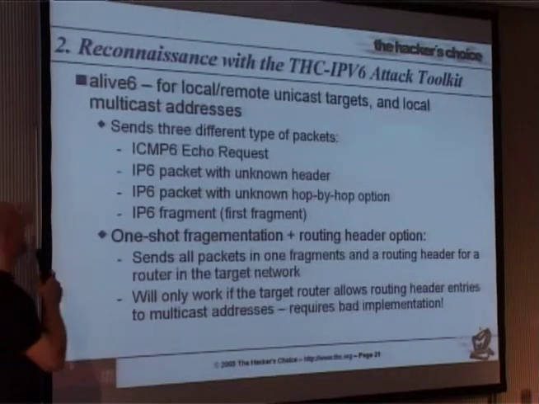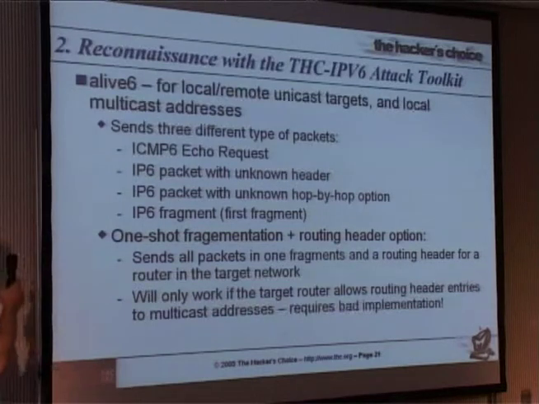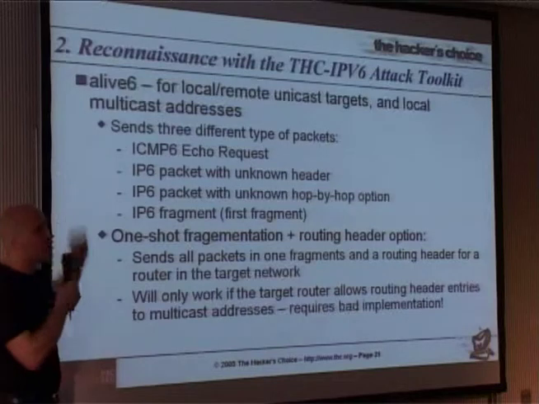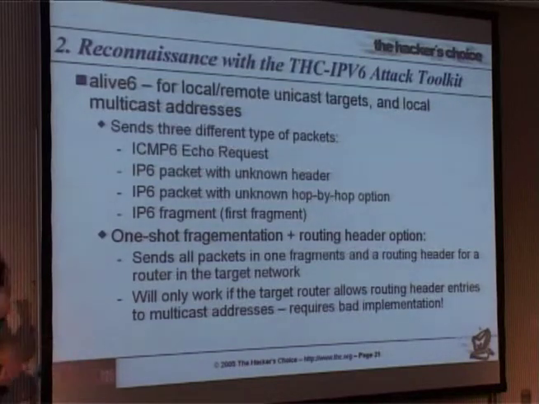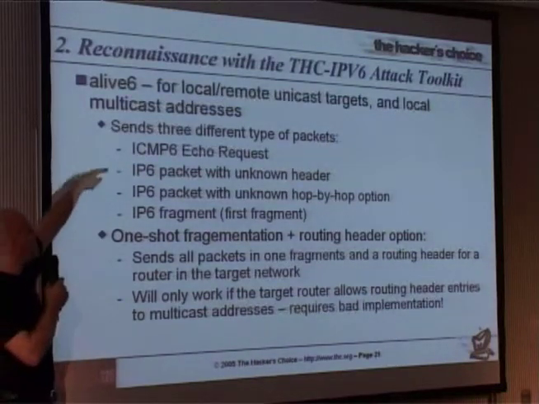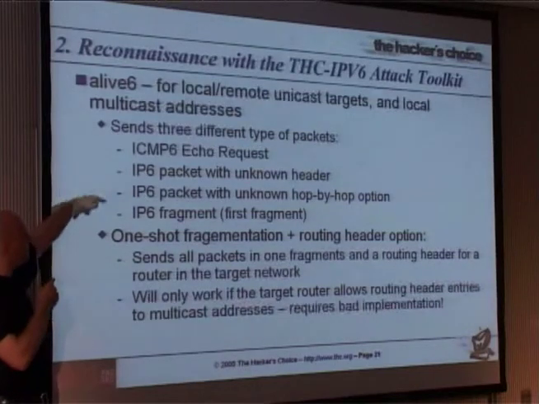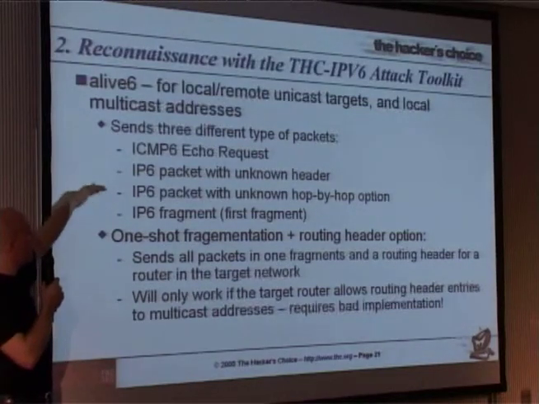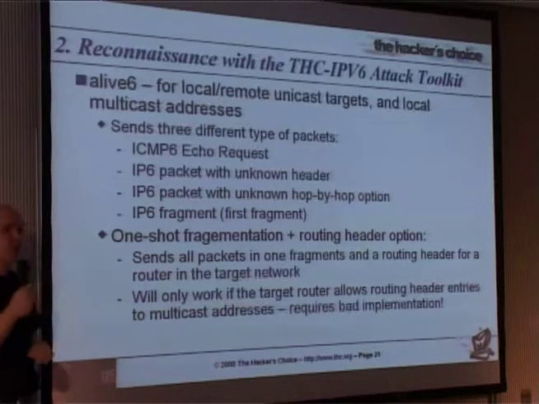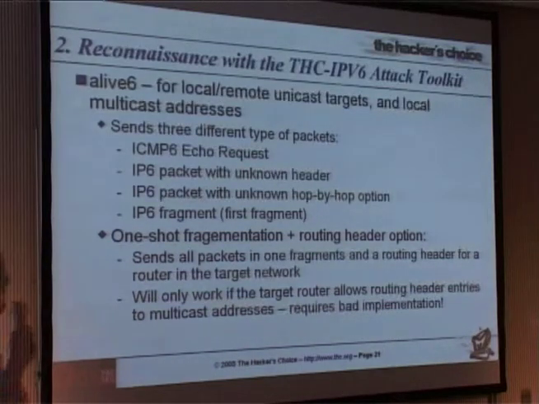I wrote a tool which is Alive6, which is part of the toolkit, which does the following. It sends an ICMP6 echo request, same like you can do with a ping6 command. What it also does is send a packet with an unknown header, a packet with an unknown hop-by-hop option, and an IP fragment. The first fragment, because then you get an ICMP reply, oh, I can't assemble this packet.